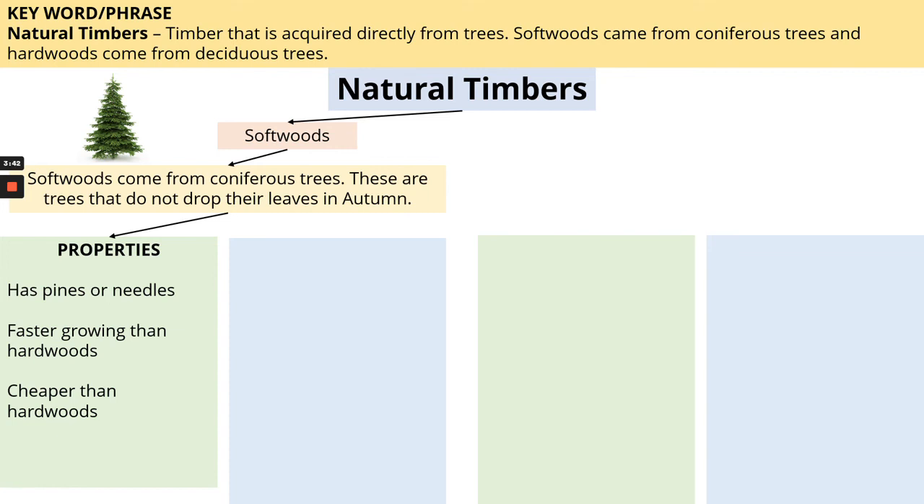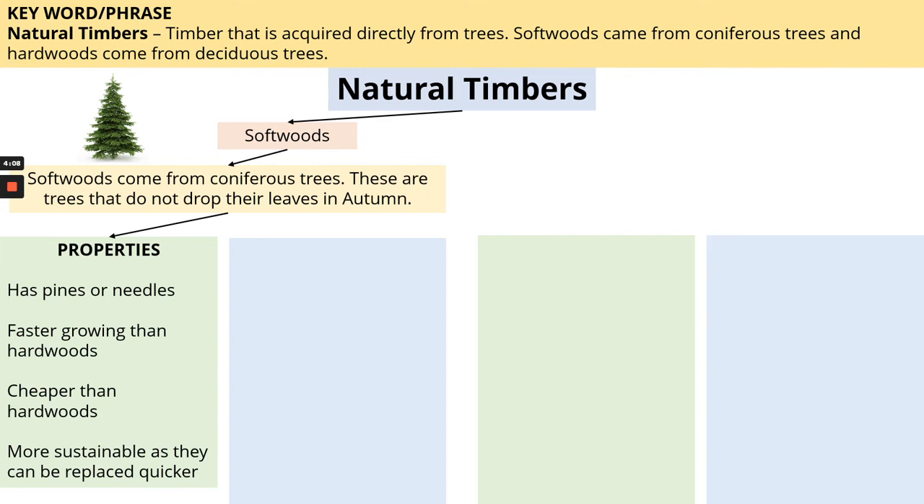Fantastic. Hardwoods come from deciduous trees. Deciduous trees are trees that drop their leaves in autumn. They're normally quite flat, and in autumn they start going orangey and then brown, and they drop. Over the winter months they cannot grow as much because they're only relying on the nutrients and water from the soil, and they can't get any sunlight.